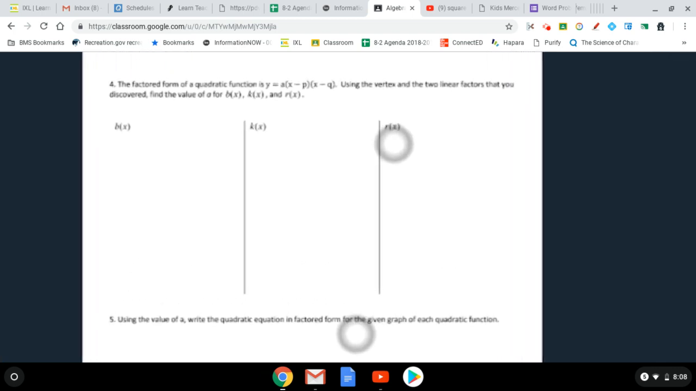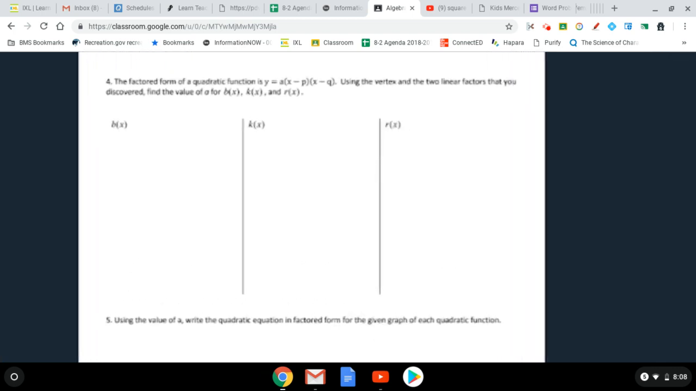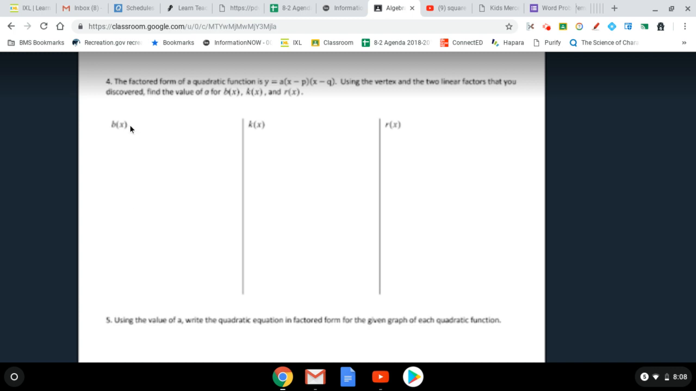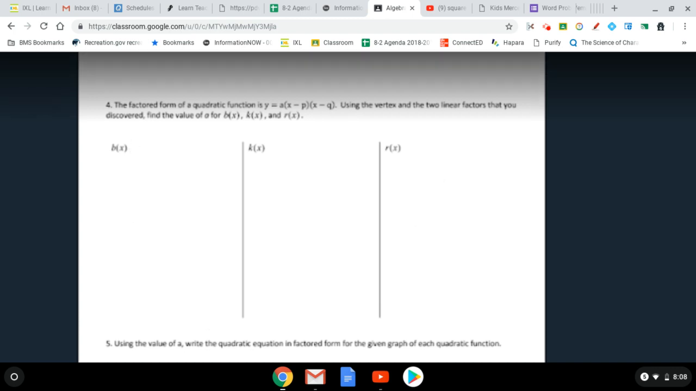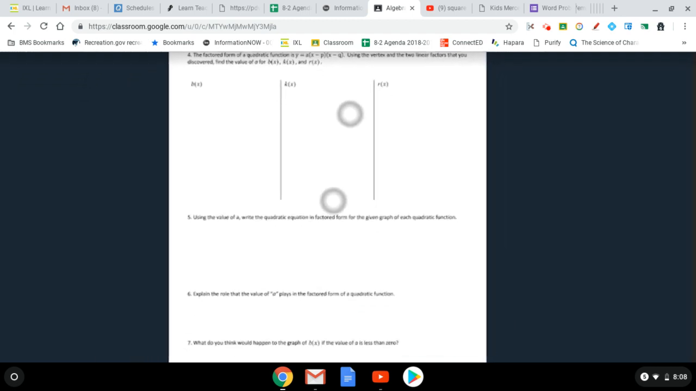Okay, so on this part, this is probably going to be one of the most confusing parts. It's saying that we're using this form, y equals a, and then the two linear factors, and we're going to use the vertex and the two factors to find our a value. Okay, that means we're going to have to plug everything in except our a value. So I'm going to show you what that looks like.